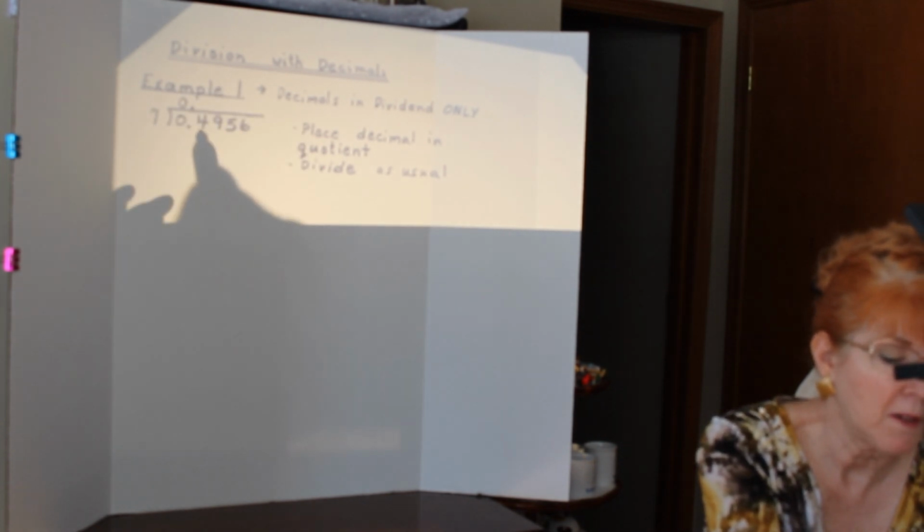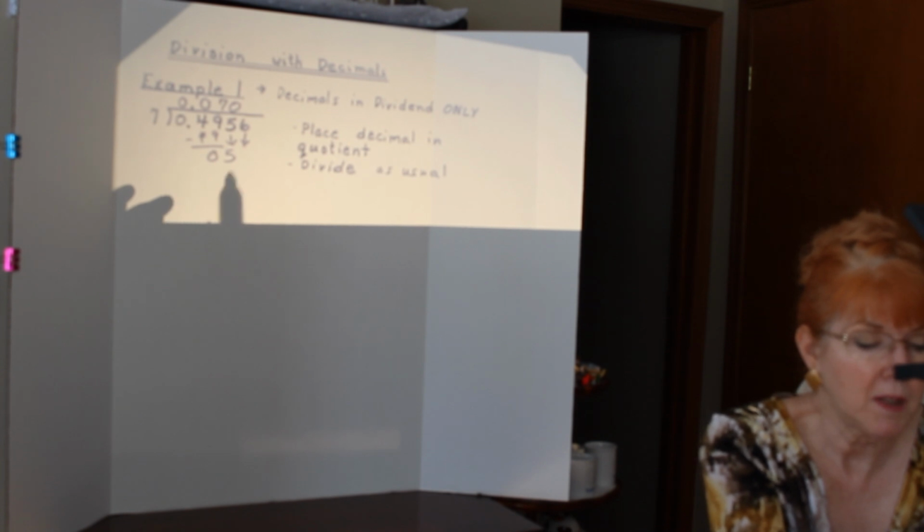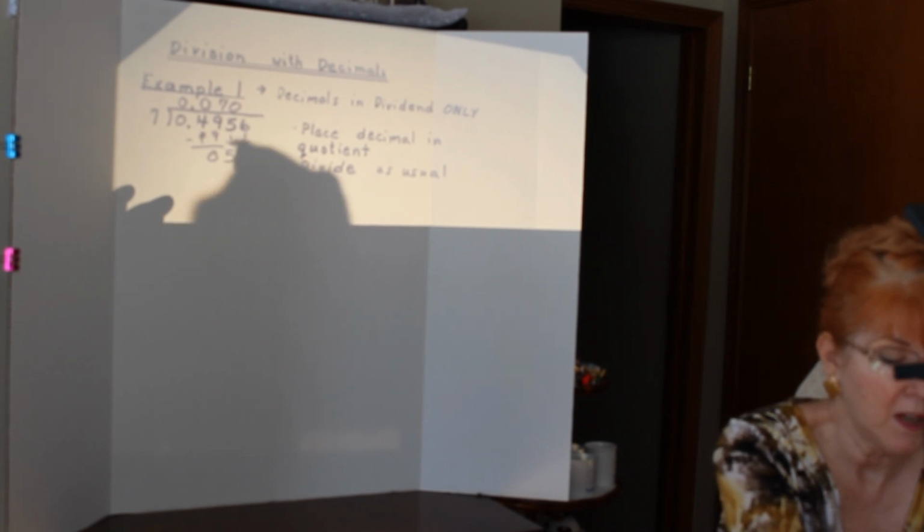That's it. How many 7s in 4? Well, there isn't any. How many 7s in 49? You have 7. You get 0, bring down the 5. How many 7s in 5? Well, there isn't any, and so you put a 0. How many 7s in 56? There's 8.